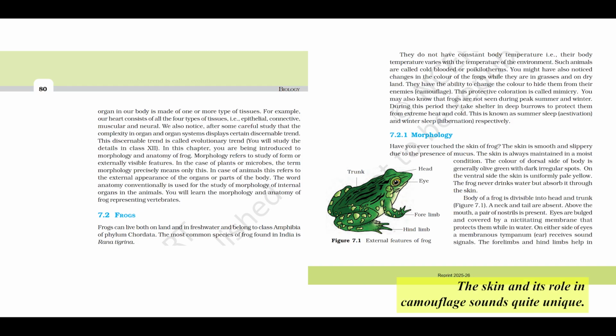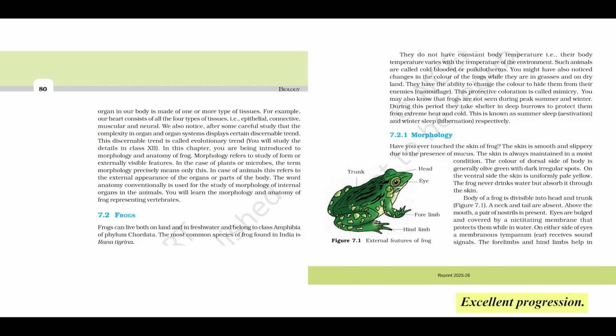The skin and its role in camouflage sounds quite unique. Now that we've covered the basics and the remarkable adaptations, let's move on to their external features. What specific characteristics of the frog's skin should we remember for exams, especially since you mentioned its vital role earlier?